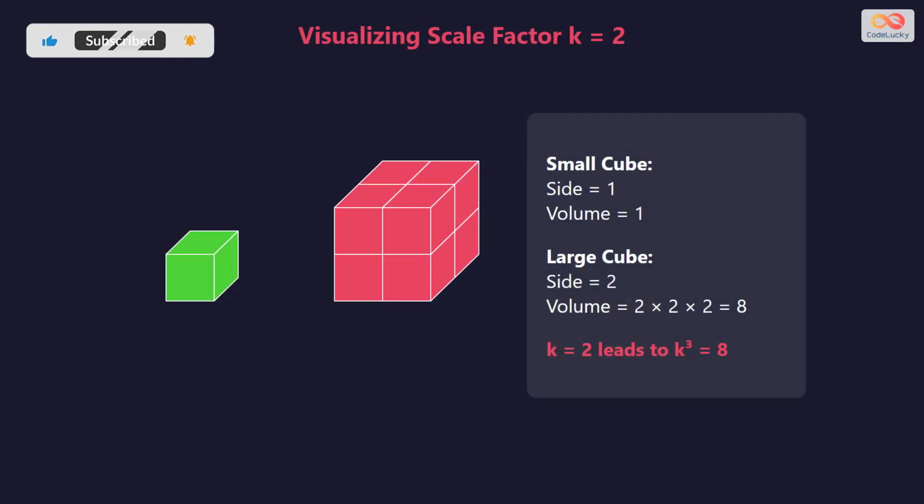Let's see this in action. Here we have a small cube with a side length of 1. If we double the side length to 2, meaning K equals 2, the new cube isn't just twice as big in volume. It actually holds 8 of the smaller cubes. 2 cubed equals 8.